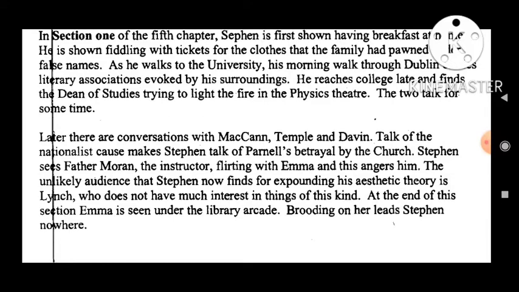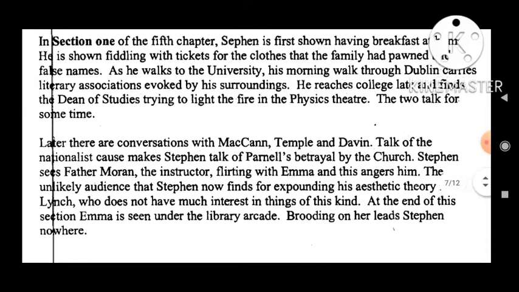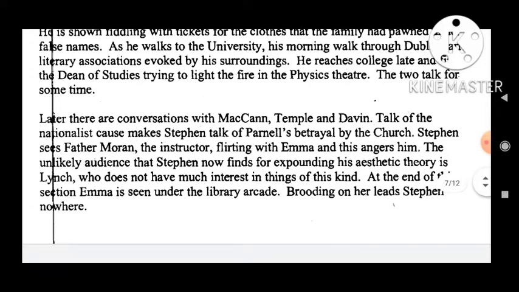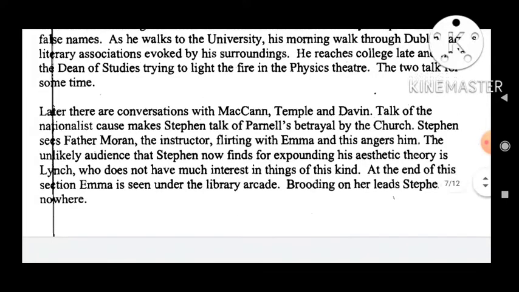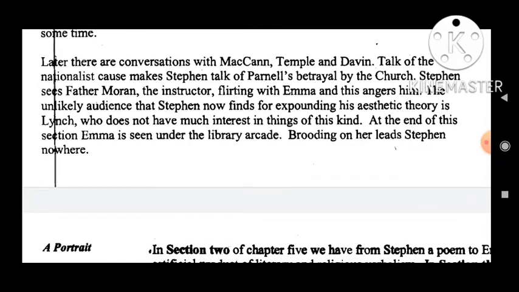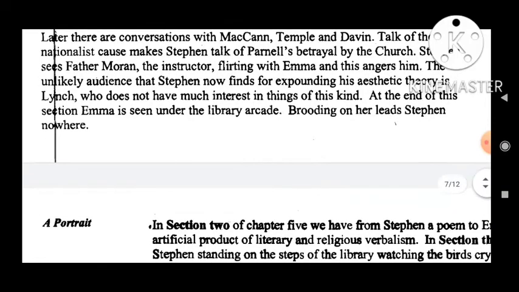He reaches college late and finds the dean of studies trying to light the fire in the physics theatre. The two talk for some time. Later there are conversations with McCann, Temple and Davin. Talk of the nationalist cause makes Stephen talk of Parnell's betrayal by the church. Stephen sees Father Moran, the instructor, flirting with Emma and this angers him.